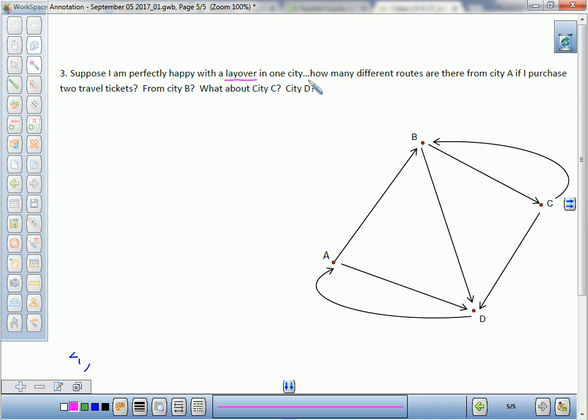But if you are one of those people, and you're perfectly happy with a layover, how many different routes would there be from city A? If we were okay with a layover, we could go from A to B, and then B to D. We could go from A to B, and then B to C. We could go from A to D, and then D back to A. Now you do the same thing with B and C and D. List all those possibilities.